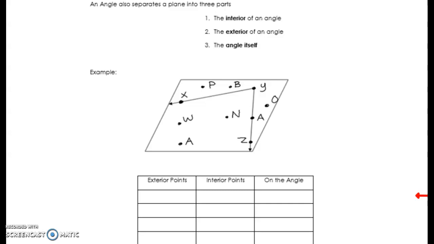All right, so an angle also separates the plane into 3 parts. So if this is my angle, that's considered on the angle itself. Any points on the angle themselves? Well, we've got point X, we've got point Y, and we've got point Z. That is my actual angle, XYZ.